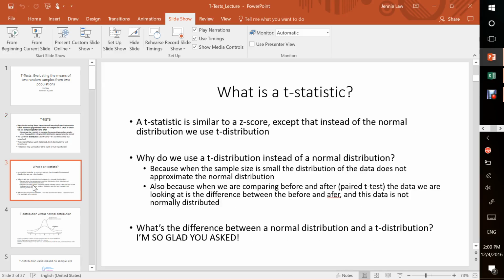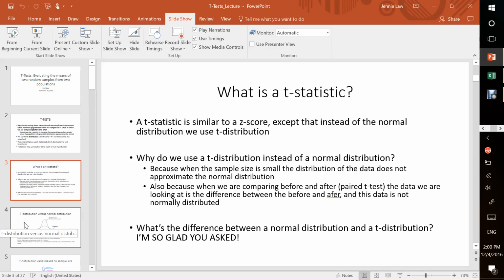So a t-statistic is similar to a z-score. It tells us the distance away that the observation is from the mean. Except that instead of the normal distribution, we're using a t-distribution. And we use a t-distribution because when we have smaller numbers of observations below 30, our distribution looks different than the normal. So we can't use the normal in that circumstance. Also, when we're looking at before and after pre-post data, we're actually using the differences between the pre and the post in order to test our hypothesis, and that distribution looks different.